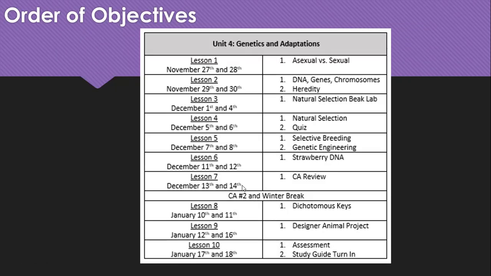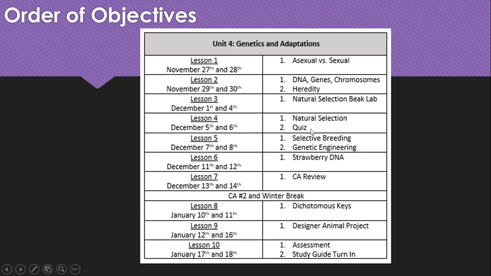And the last thing with regards to the unit plan that I want to talk about is the order of objectives. We ended Unit 3, Human Organ Systems, with the reproductive system, and that usually gets students really prepared and ready to talk about asexual and sexual reproduction. We head into DNA, genes, and chromosomes, so that it's easier to talk about the increase of particular genes or traits in natural selection, selective breeding.